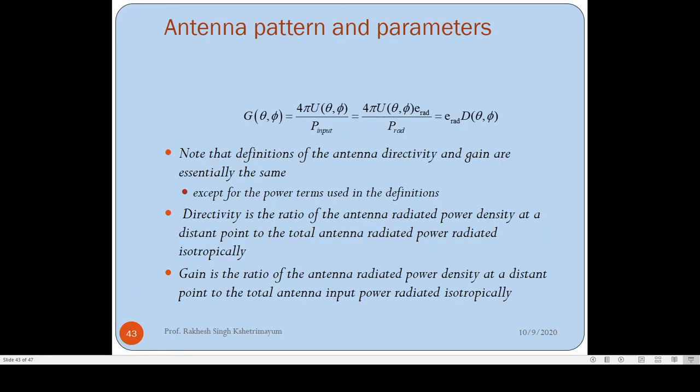Is that okay? When you have an amplifier, the gain is with respect to the input and output. Output should always be greater than the input power. That is the gain of the amplifier. But here it's not like that. The gain is with respect to the isotropic antenna. So that's why we measure gain as dBi, dB over isotropic.